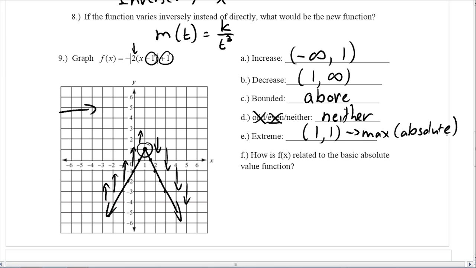How is f of x related to the basic absolute value function? The original absolute value function is absolute value of x. So I talked about multiple things: that it is moved up 1 unit, and it moved to the right 1.